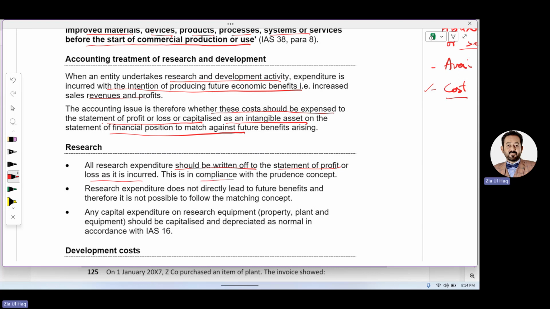This is in compliance with the prudence concept. Research expenditure does not directly lead to future benefit and therefore it is not possible to follow the matching concept. All capital expenditure on research equipment, plant and equipment should be capitalized and depreciated as normal in accordance with IAS 16. So all the machinery used in research will be treated as an asset, but the cost relating to consultation, relating to experimentation, that will be expensed.